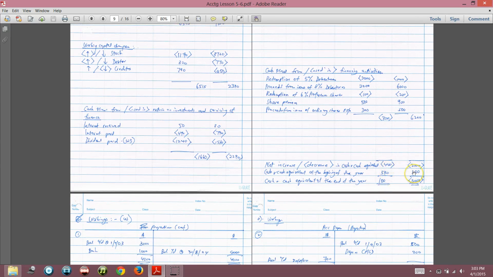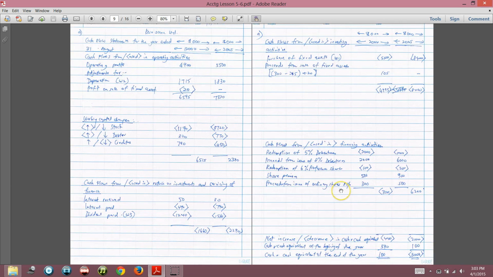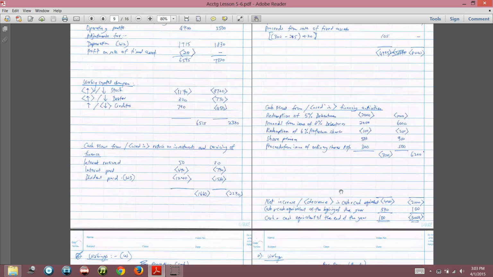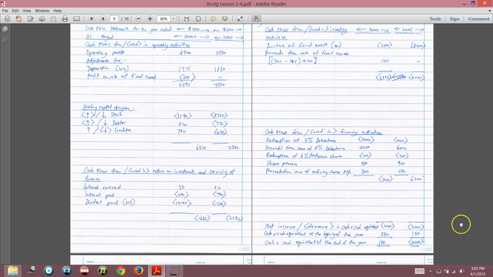If it doesn't tally, then you check your answer sheet again. Make sure it tallies. If it tallies, that means you are quite confident that you have answered the whole cash flow correctly, and you will get full marks. I mean, you are likely to get full marks.